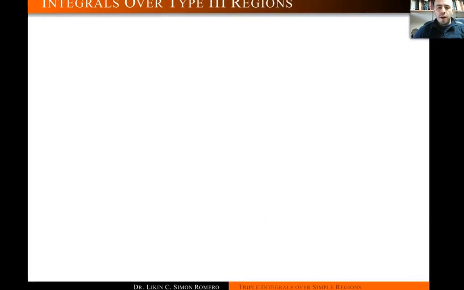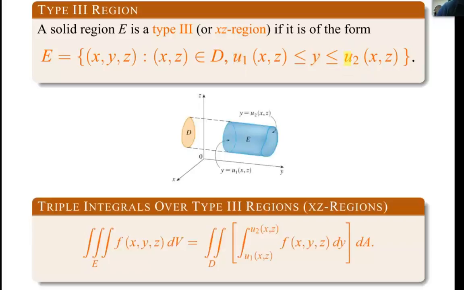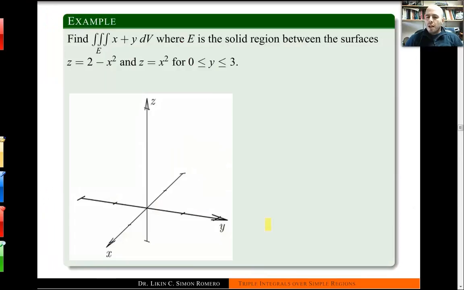We have the type 3 regions that are pretty much the same, but now with y moving between two continuous functions that depend on x and z. That's why they are called xz regions. And again, you just integrate with respect to y, and in the lower limit you put the lower function, and in the upper limit you put the higher function. Let me give you an example.